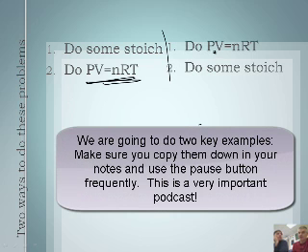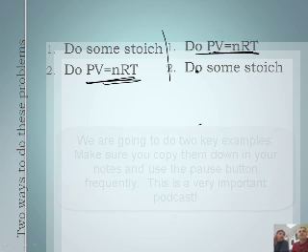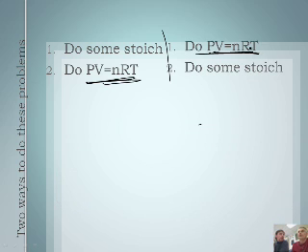PV equals nRT is your equation. You're going to use this over and over. We've done this before. Now we're going to mix it with stoichiometry. What's the one thing in PV equals nRT that's common to what we've been doing in stoichiometry? That's n, moles. Stoichiometry always boils down to moles. So we're going to use the n part of the ideal gas law for stoichiometry.